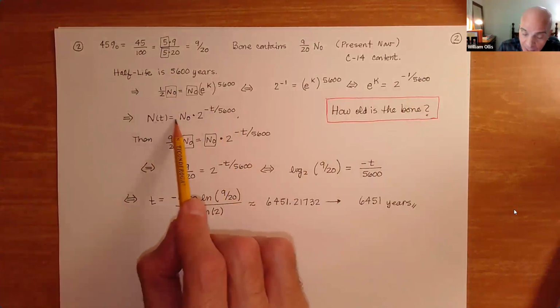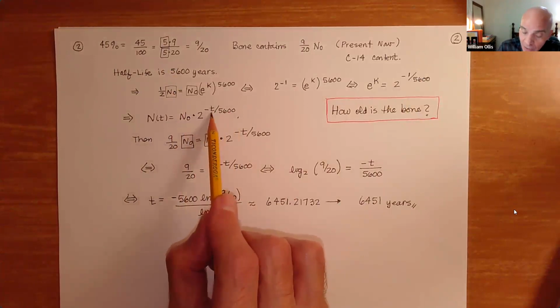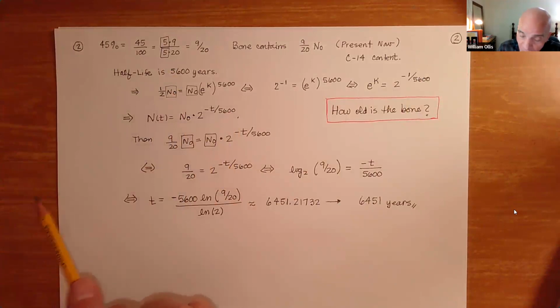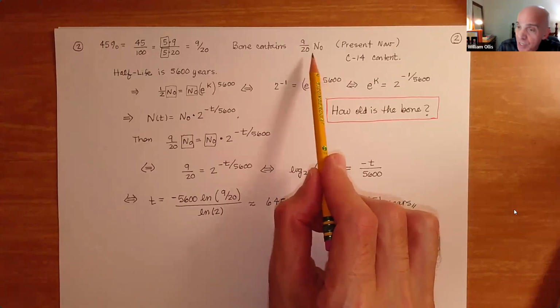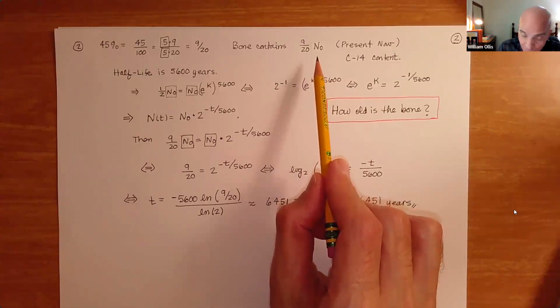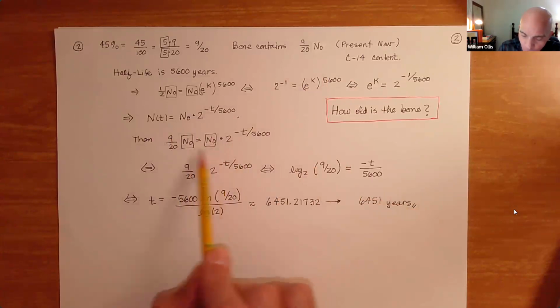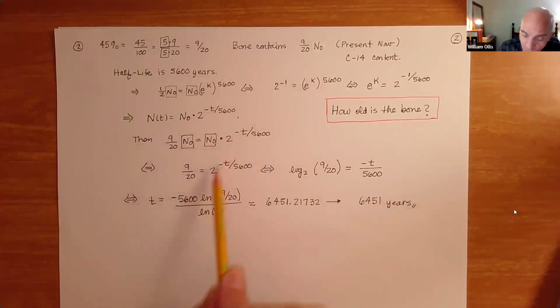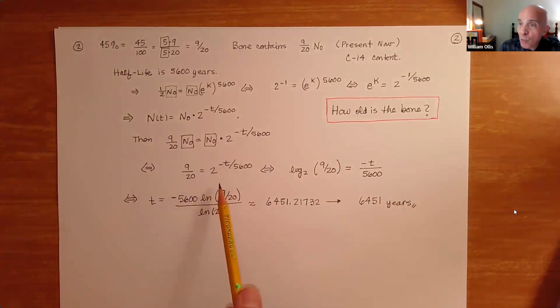That is, N of t is N sub 0 times the exponential term 2 to the power -t/5600. Now we can use our given information, our hypothesis, as to the amount of carbon-14 that is present. So we simply replace the N of t with that amount, 9/20ths of N sub 0. Again, just like before, the N sub 0s absorb, and we simply have 9/20 equal to 2 to the -t/5600.